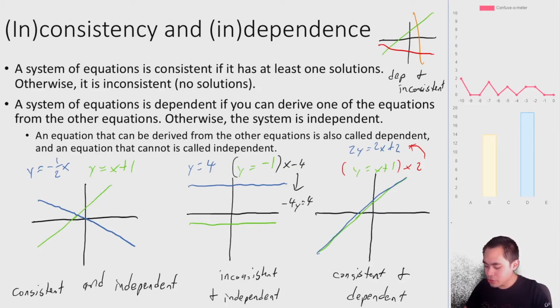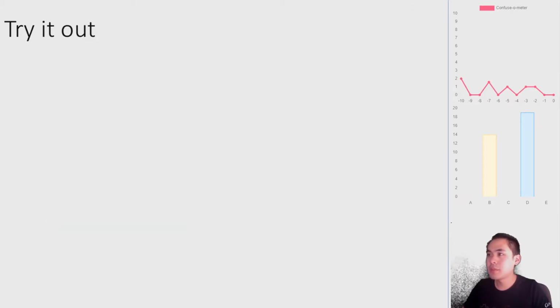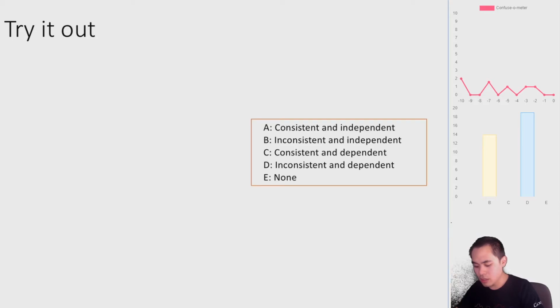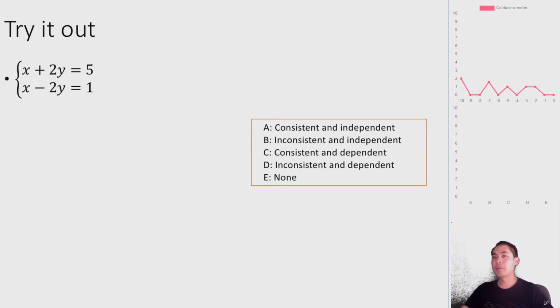So I'm going to ask you to try it out now. Let me reset here. And I'm going to ask you if it's consistent and independent, inconsistent and independent, consistent and dependent, or inconsistent and dependent for each of these. So the first one here, x plus 2y is equal to 5, and x minus 2y is equal to 1.